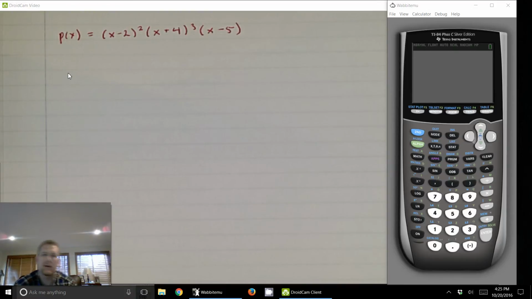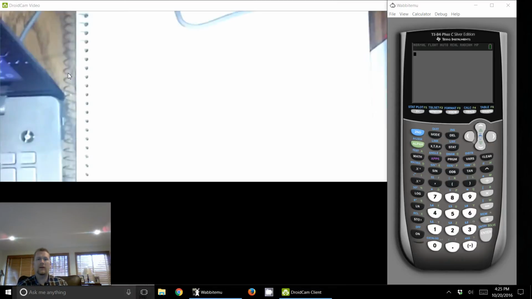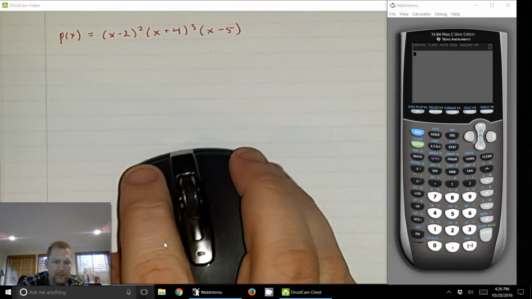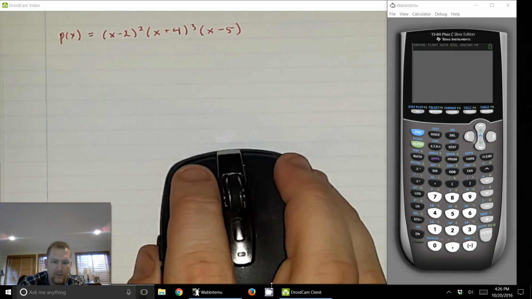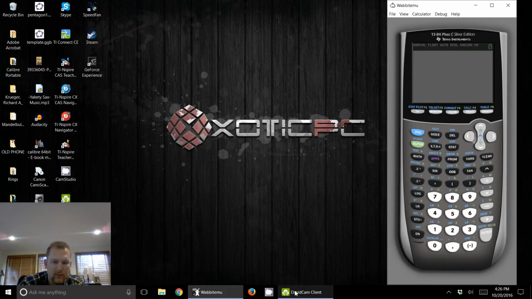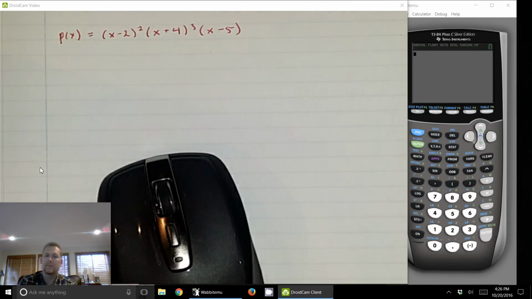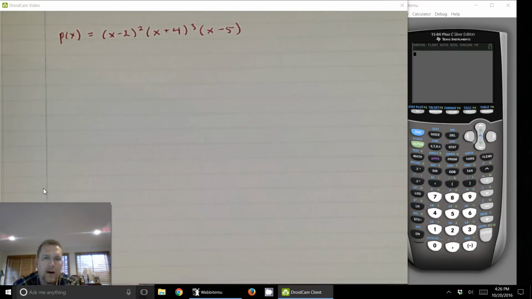We don't need to expand it out to figure out what the end behavior is. We can figure it out just from this.